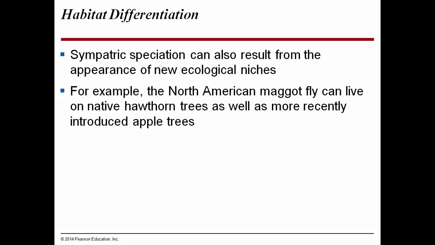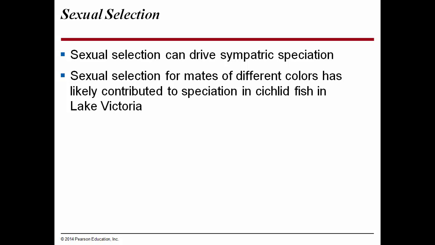Sympatric speciation can also result from the appearance of new ecological niches. For example, the North American maggot fly can live on native hawthorn trees as well as more recently introduced apple trees. And the ones that survive on the native hawthorn trees become ecologically distinct, just like the fruit flies did in the starch maltose experiment.